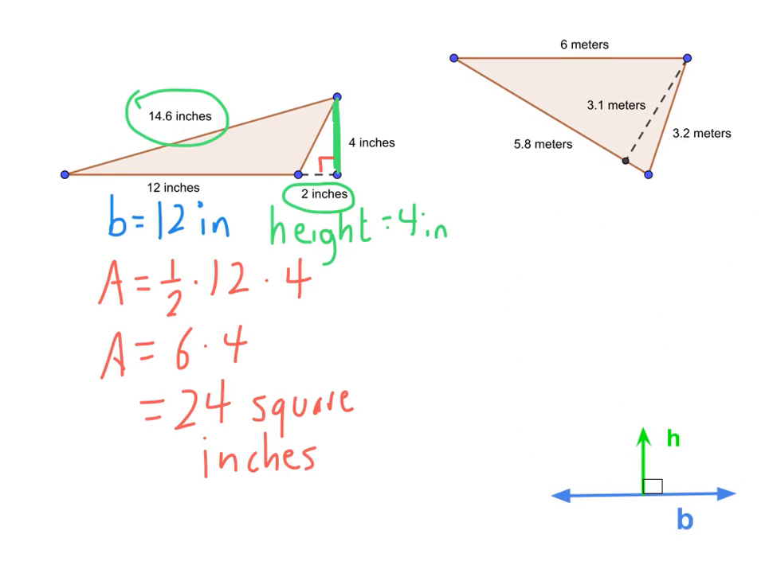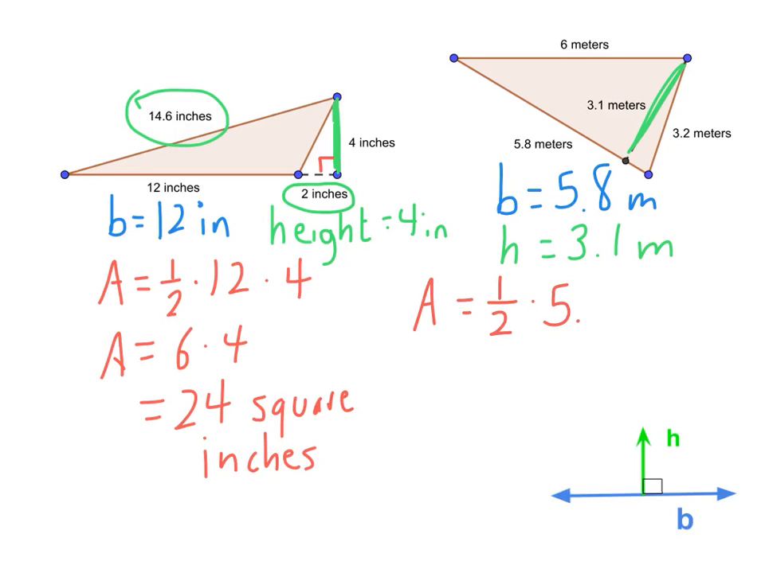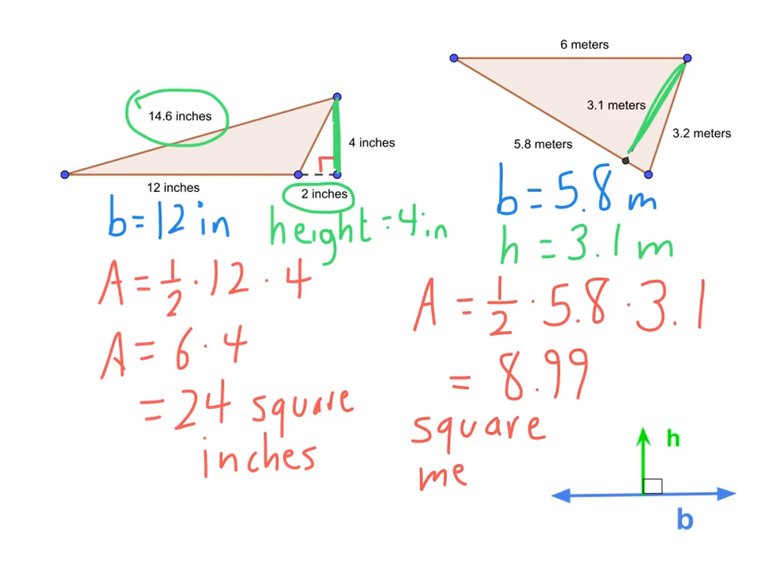Writing down what we need. Our base is 5.8 meters. Our height right here is 3.1 meters. Our area is 1/2 times 5.8 times 3.1. And I'm going to figure out what that is on a calculator. I got 8.99 square, remember we are measuring area, meters.